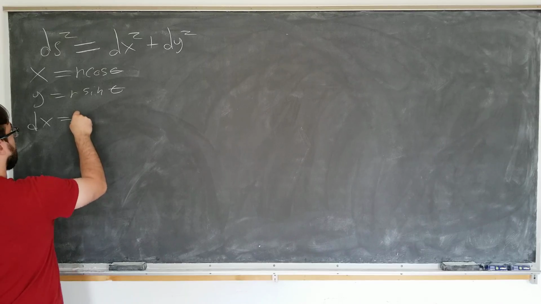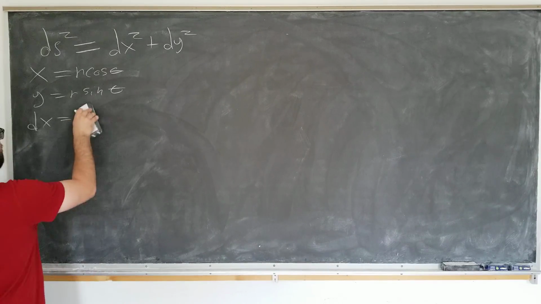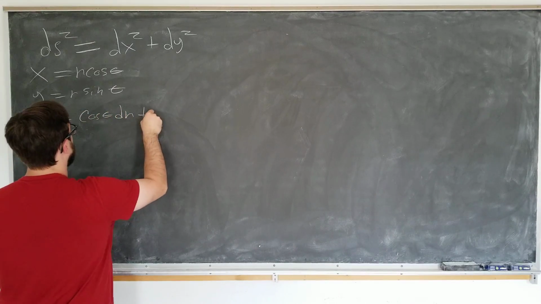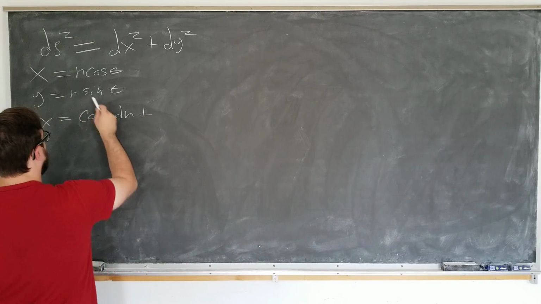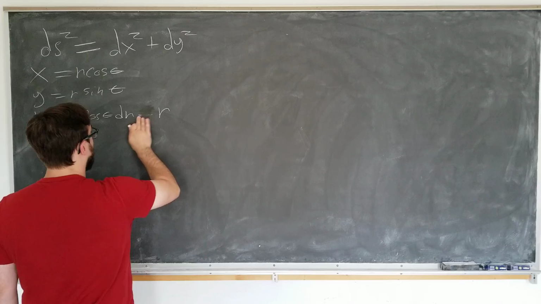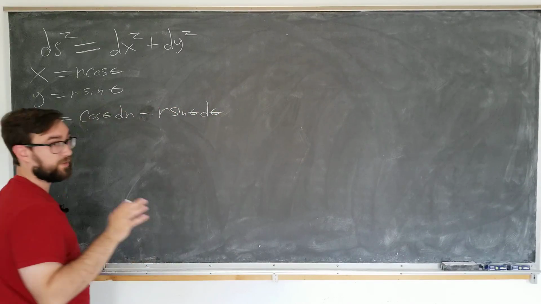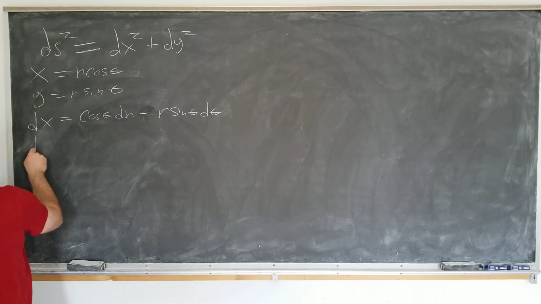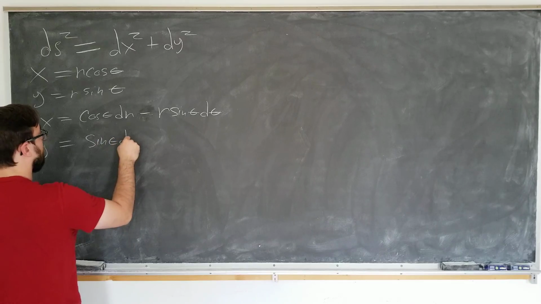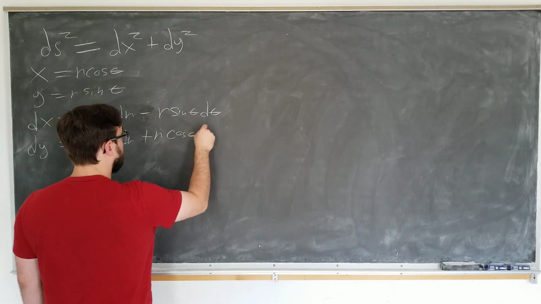dx is equal to cosine theta dr minus r sine theta d theta. Just want to make sure you get all the signs right. It's very important. And then dy is equal to sine theta dr plus r cos theta d theta.